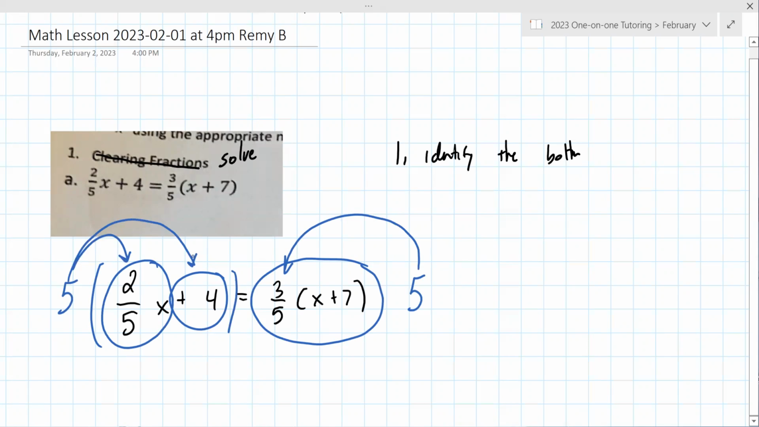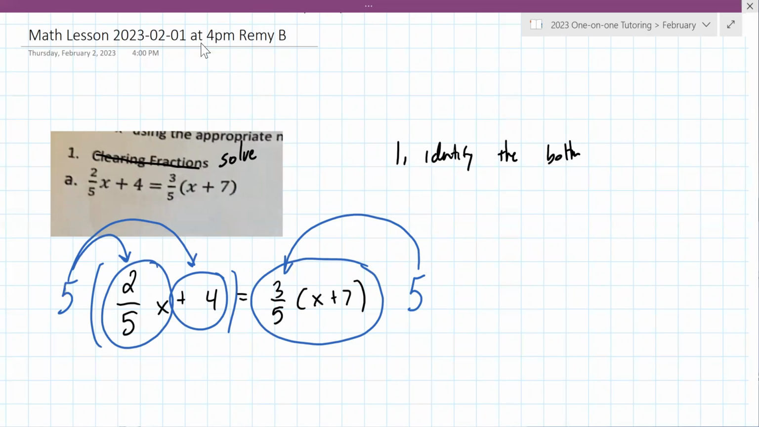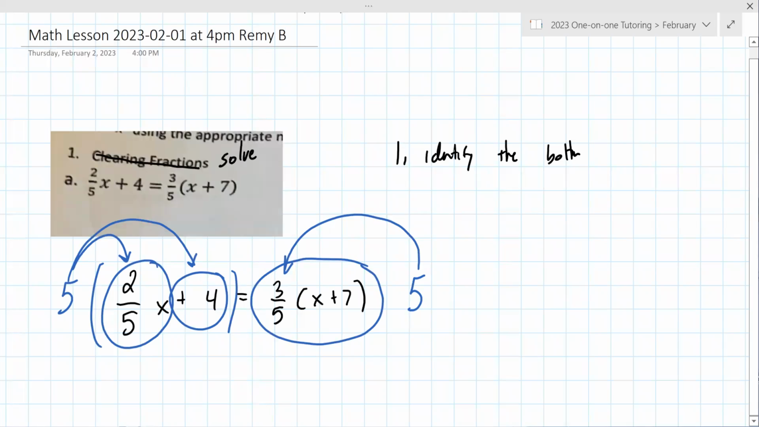Is that clear? You're not multiplying the x plus 7, only the 3 out front. Okay.